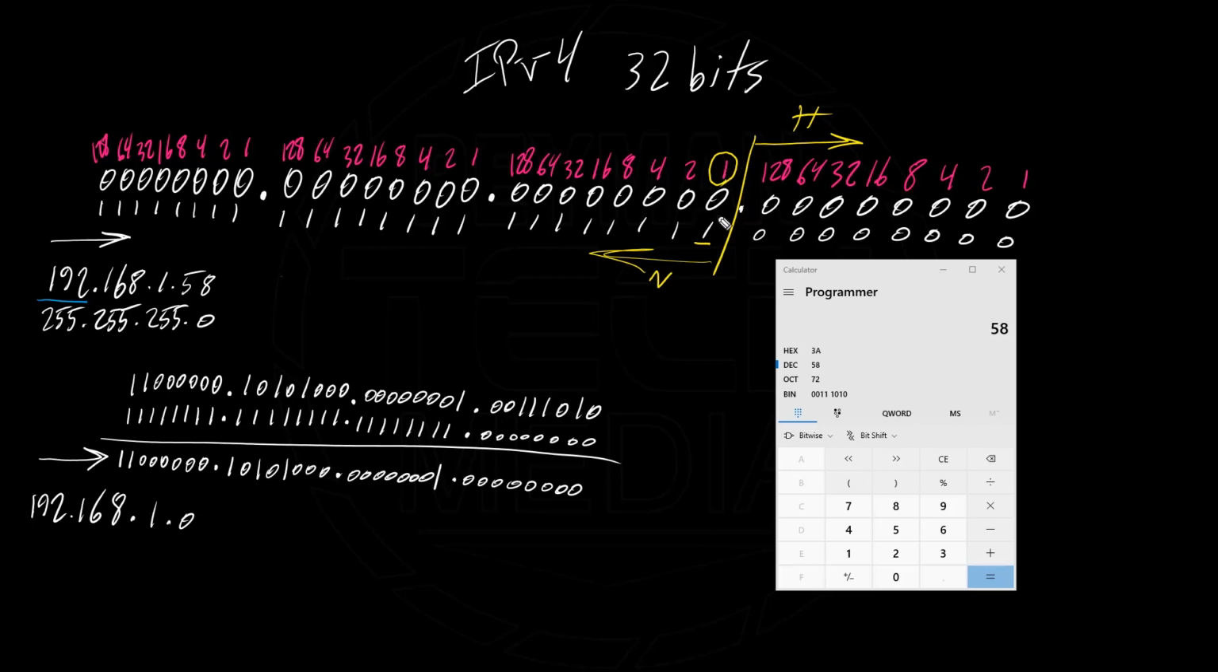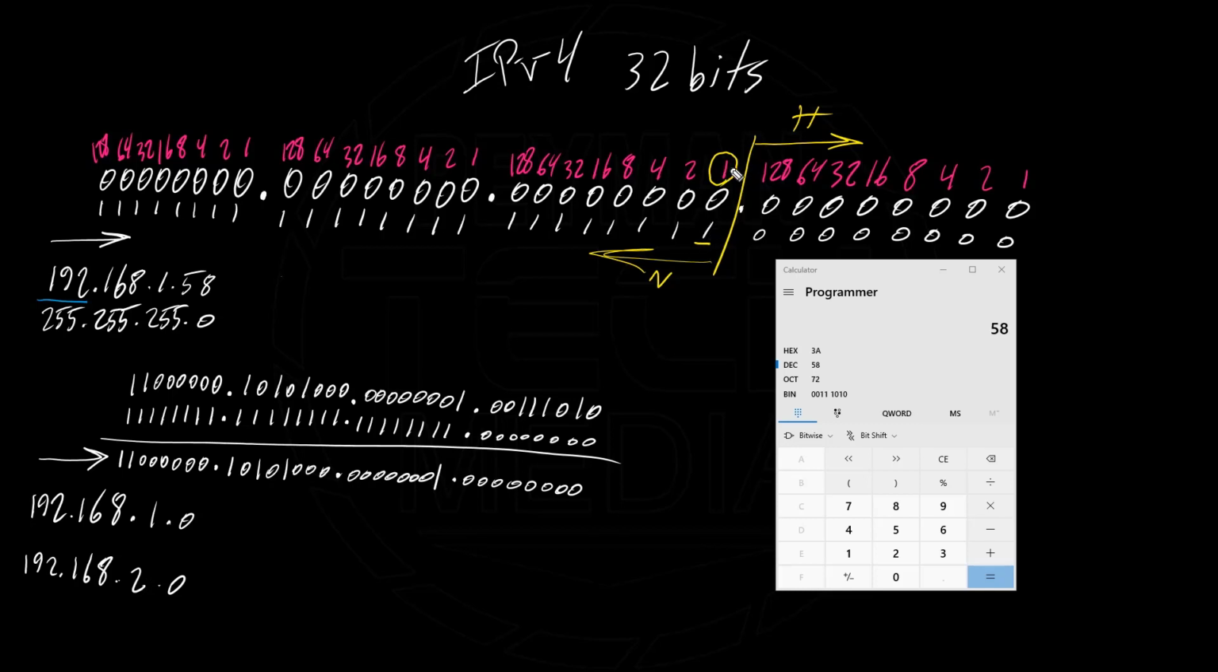Therefore, it's telling us the next network is incrementing by 1 on the third octet. For example, the next network would be 192.168.2.0. You see how this is 1 on the third octet, first, second, third, incrementing by 1. Why by 1? Because of the last bit that is turned on, it's this one.